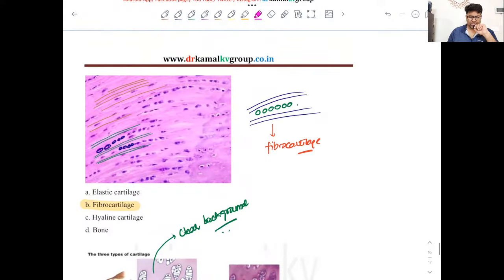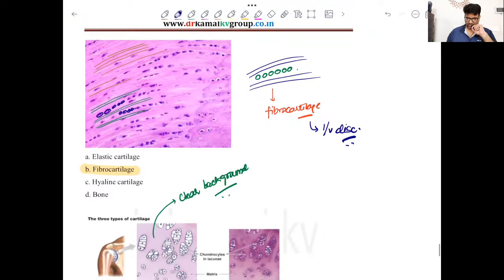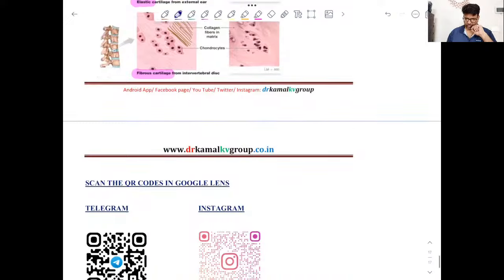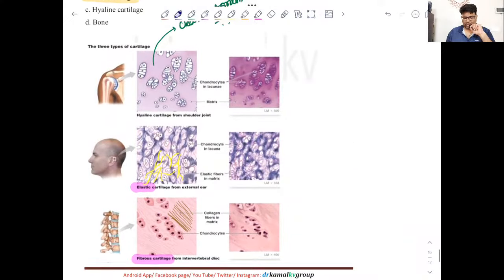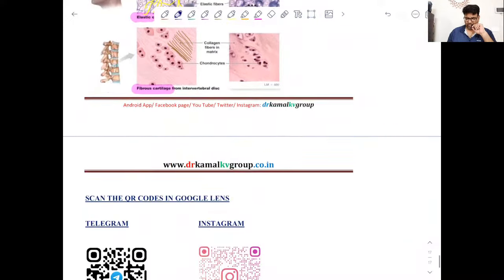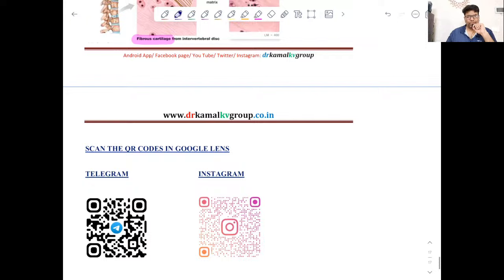Anyway, this one is fibrocartilage, and I think most of you must know the locations of fibrocartilage. Especially you can recall the intervertebral disc. So this is fibrocartilage.